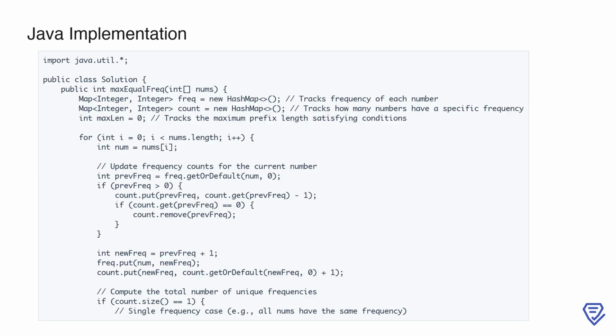Next, we increment the frequency for the current number, update the frequency map, and add this new frequency to the count map, incrementing its occurrence. At this stage, we check the size of the count map. If there is only one unique frequency, it means all numbers in the prefix either have the same frequency or one of them occurs exactly once. In this case, we calculate the unique frequency and verify if it satisfies these conditions, updating maxlen accordingly.